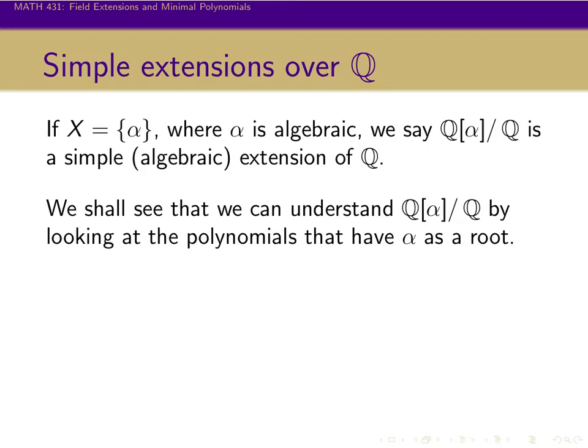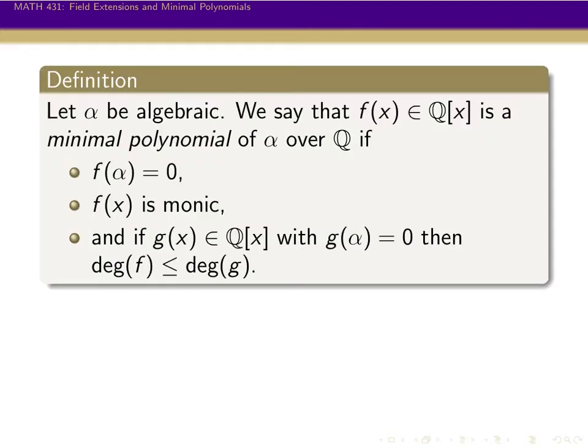And so what's going to turn out, and what we'll see through the rest of this video, is that we can really get a good understanding of what Q adjoin alpha over Q looks like by using the polynomials that have alpha as a root. Okay, so this brings us to the other part of the title of this video, which is minimal polynomials.